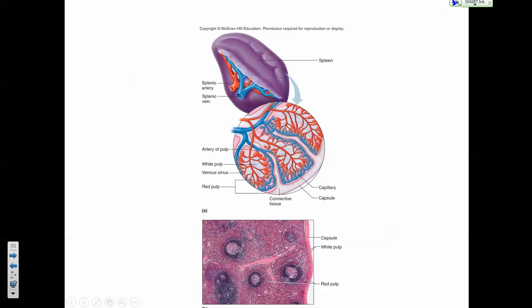Okay, and then this is from an older book. It just shows it a little bit bigger. This is from your book. But again, you can see there's the red pulp and the white pulp. And under the microscope, it's kind of hard for me to distinguish it unless you look at it super close and see those red cells. It looks at first glance a lot like a lymph node. Okay. But you can see the nodular areas right here. That'd be the white pulp because it's got white blood cells in it.